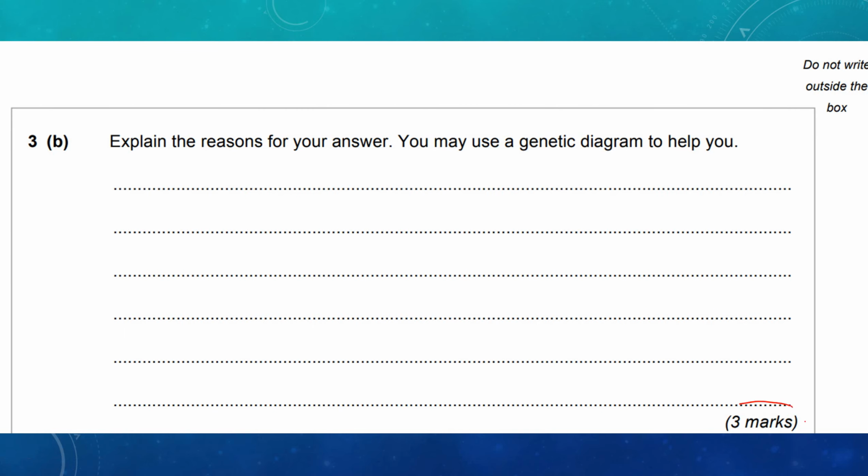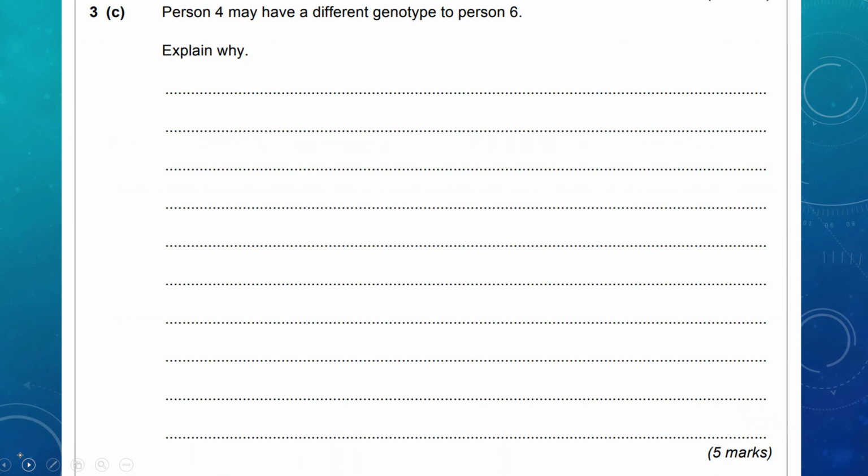And then this is the part that everybody finds hard to answer. It's worth three marks. You can use a genetic diagram, so again, the Punnett square, the grid, to help you explain the reasons for your answers. Pause the video and we'll go over those. Final part to the question.